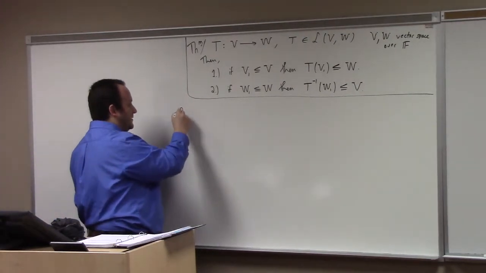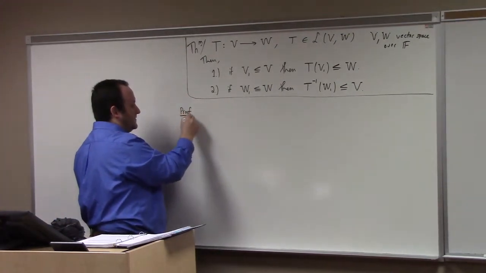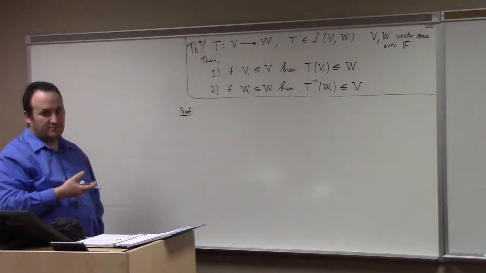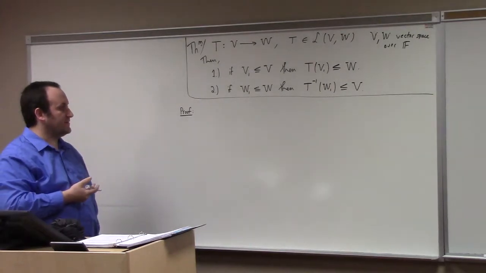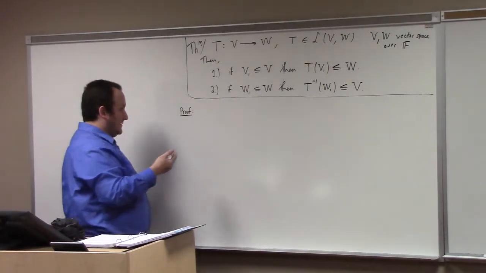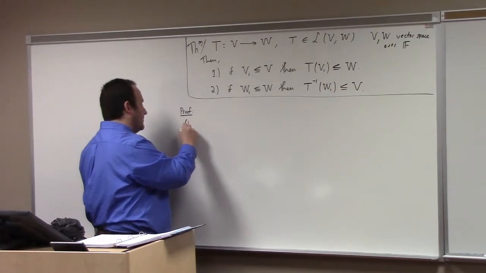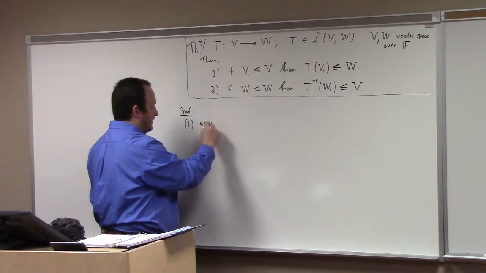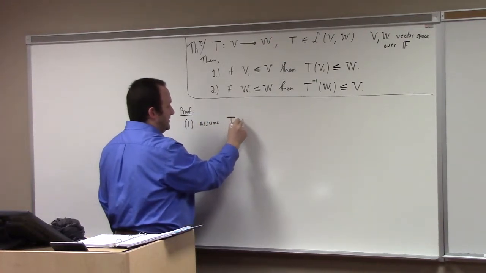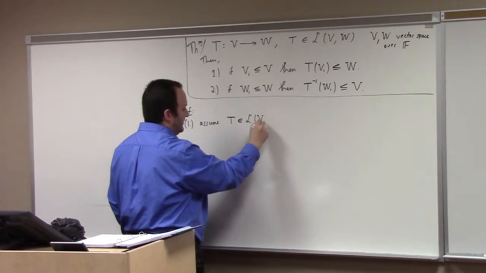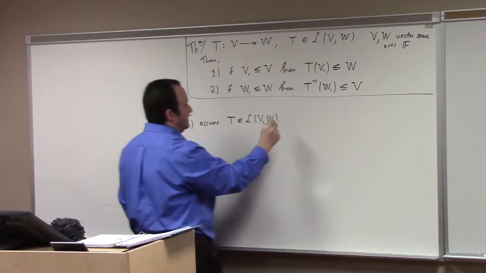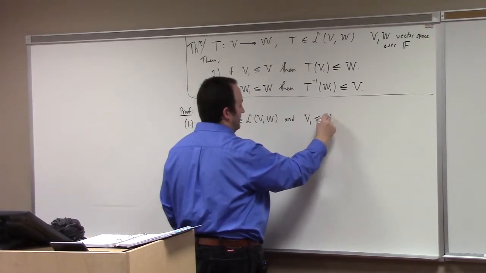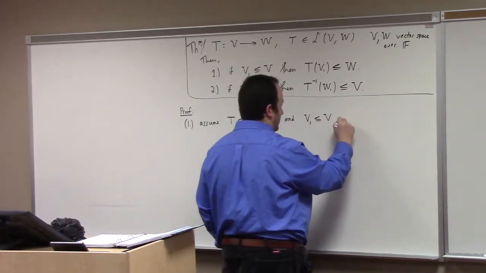The proof of both of these is just the subspace test and definitions. These are very, very fair test question proofs. I've often asked these in some sense or another. So let's start with one. We should do what? We assume that T is a linear transformation from V to W, obviously, and let's suppose that V1 is a subspace of V over F.